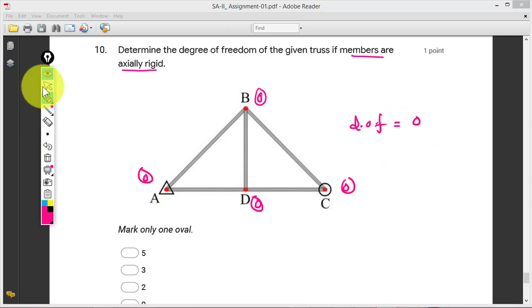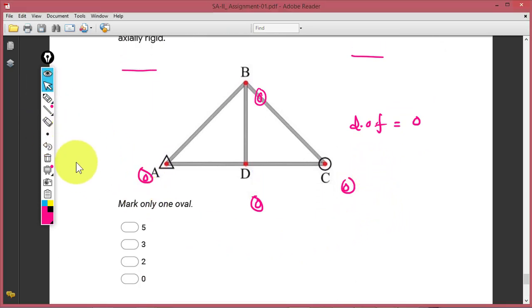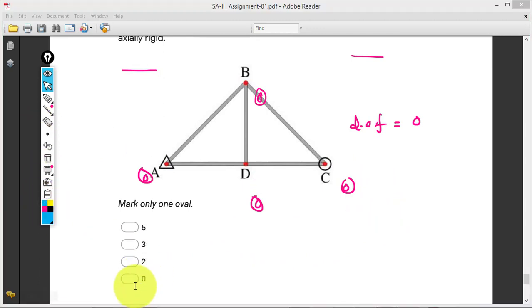So the answer will be option D, 0. Option D will be the answer.